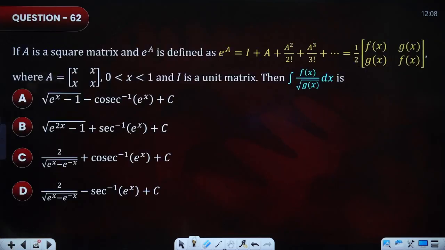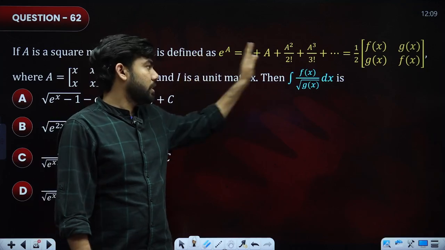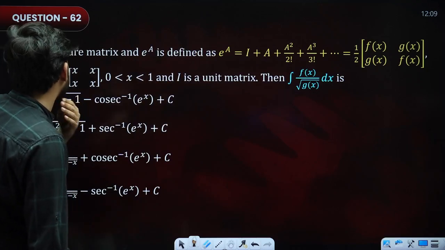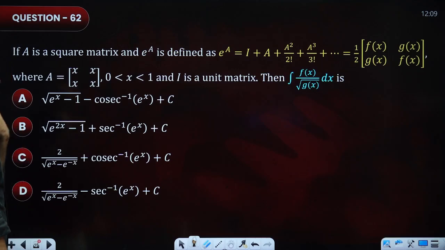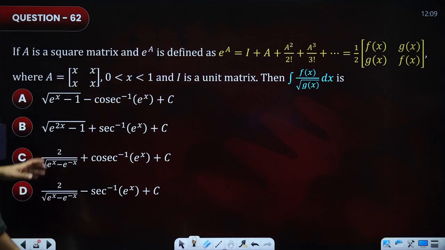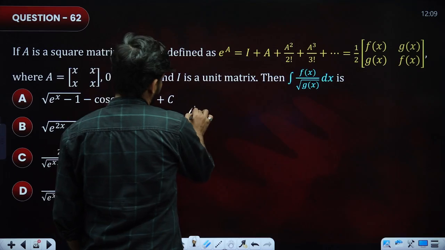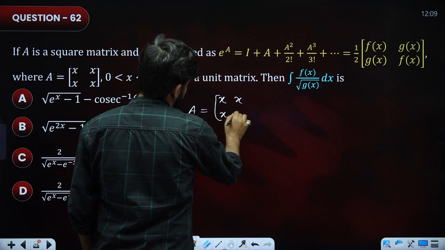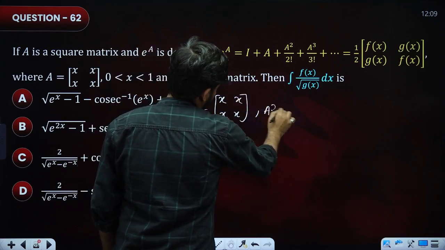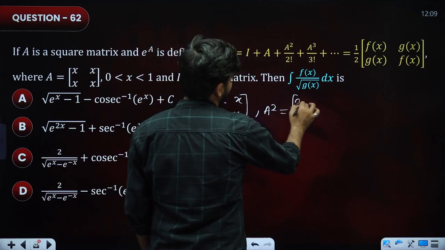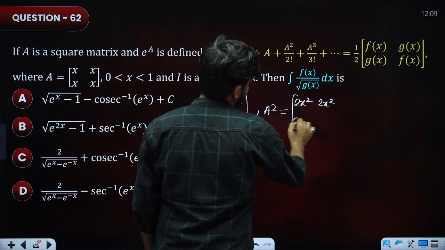In the next question, if A is a square matrix and e raised to A is defined as given, then we are talking about f of x and g of x. For that case, first of all, here we have A. A is what? A is x x x x. Let's talk about A square. If I try to multiply it, we get 2x square 2x square 2x square 2x square.